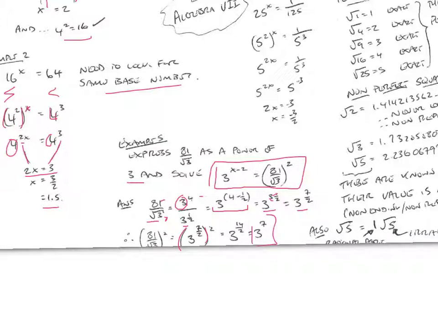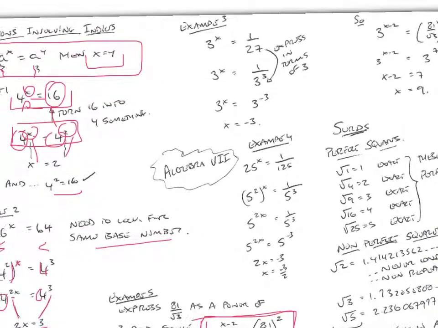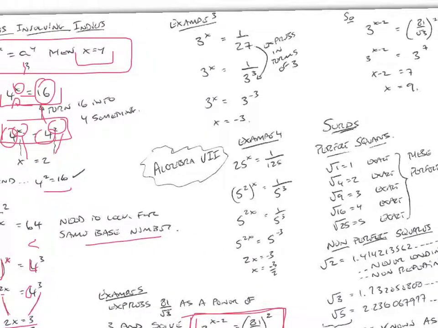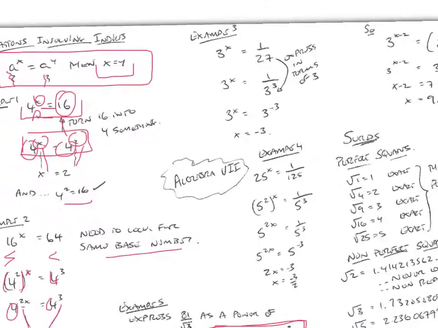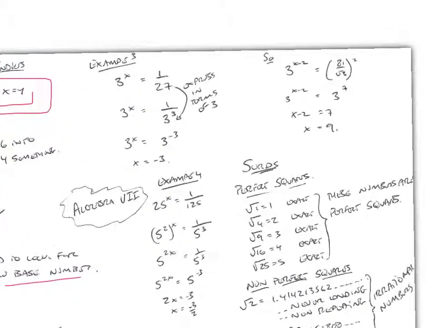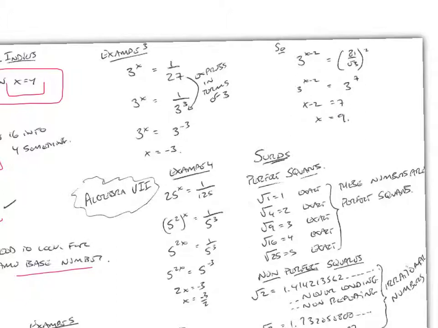Okay, and now we need to solve this equation here. So we go up to here, and we say 3 to the power of x minus 2 is equal to the original expression, 3 to the power of 7, which we worked out below. So that means it's the same base. So x minus 2 is equal to 7, x is equal to 9.